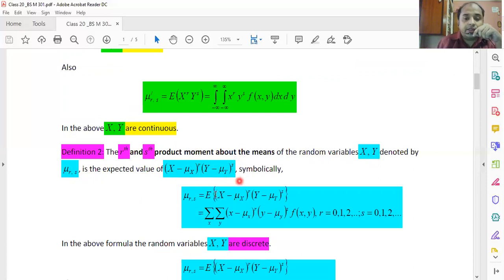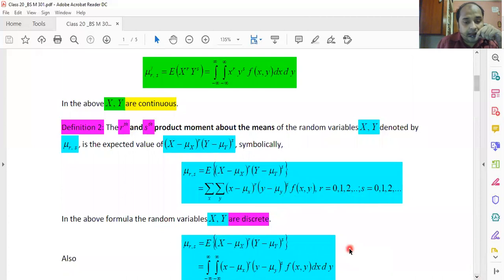And symbolically we write it as this, which is defined as a double summation over the values of the random variables x and y, and the summation is taken over the quantity small x minus mu x to the power r, small y minus mu y to the power s, fxy, with r equal to 0, 1, 2 up to infinity and s equal to 0, 1, 2 up to infinity, if capital X and Y are discrete. And if they are continuous, the double summations are replaced by double integration.